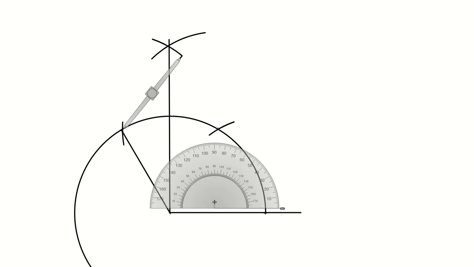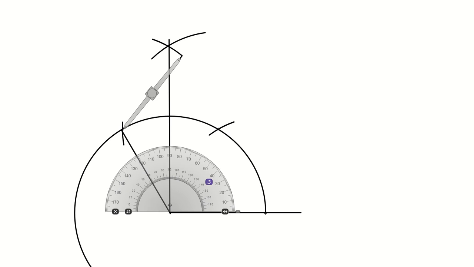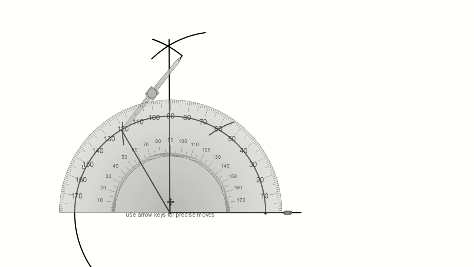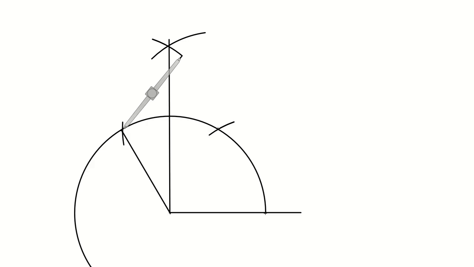Check with your protractor. If you put your protractor here, let's make it a little bit bigger so you guys can see, it is in fact 90 degrees. And this line is in fact 120 degrees. So you have your 90 degrees and you have your 120. Now, if you bisect a 90 degrees, 90 divided by 2 is 45. So if I bisect this 90, I will get 45.